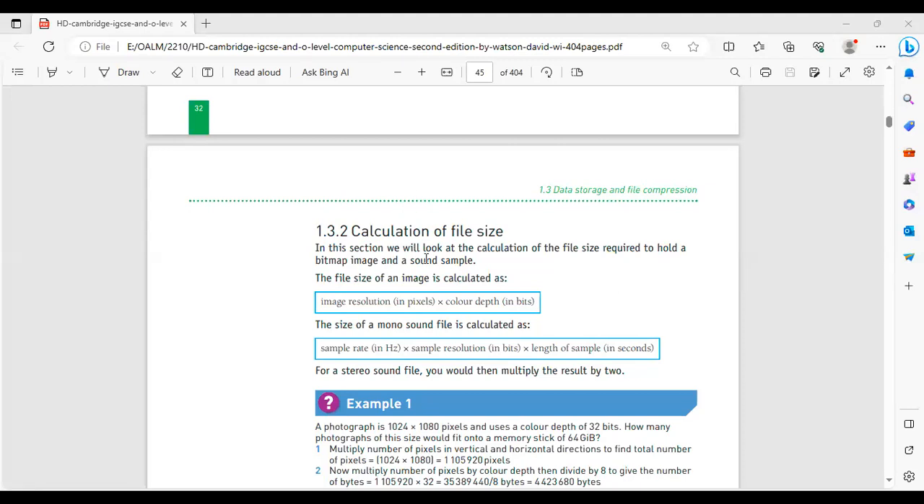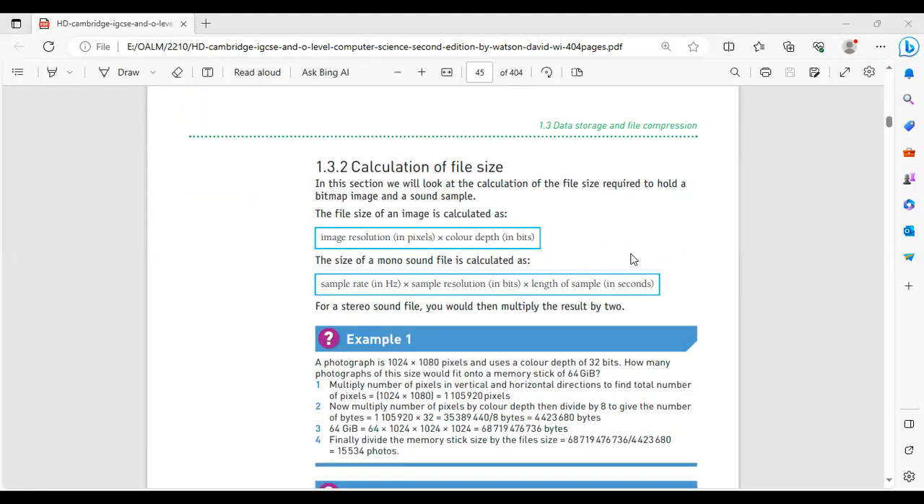In this section, we will look at the calculation of the file size required to hold a bitmap image and a sound sample. The file size of an image is calculated as image resolution in pixels multiplied by color depth in bits. Color depth is also called bits per pixel. If you assign one bit to a pixel, 2 power 1 equals 2 colors, which means you can produce 2 colors.